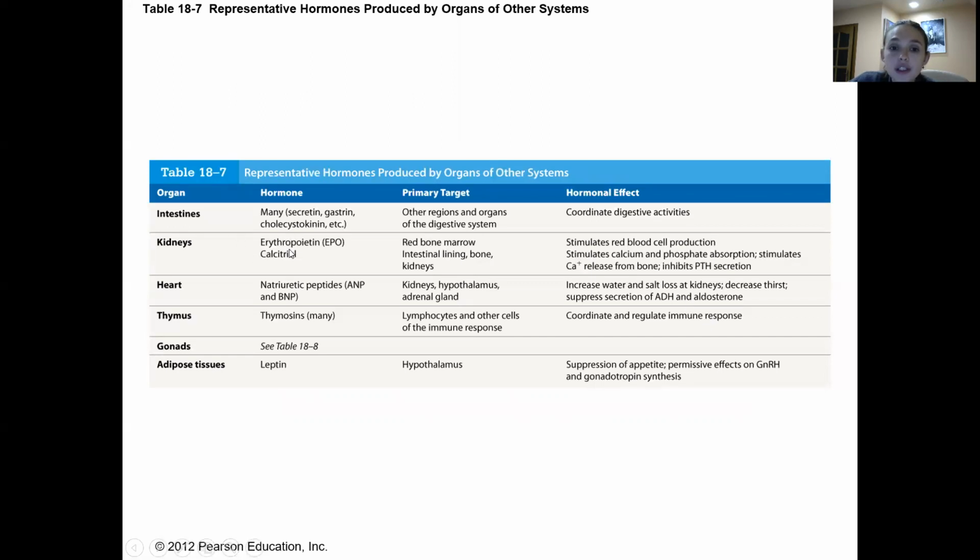Kidney produces erythropoietin and calcitriol. Erythropoietin affects the red bone marrow, stimulating red blood cells, and calcitriol affects the bones and intestinal lining, stimulating calcium and phosphate absorption, stimulating calcium release from bone, and inhibiting parathormone secretion. Intestine is responsible for production of secretin, gastrin, and cholecystokinin, which generally coordinate the function of the digestive tract.